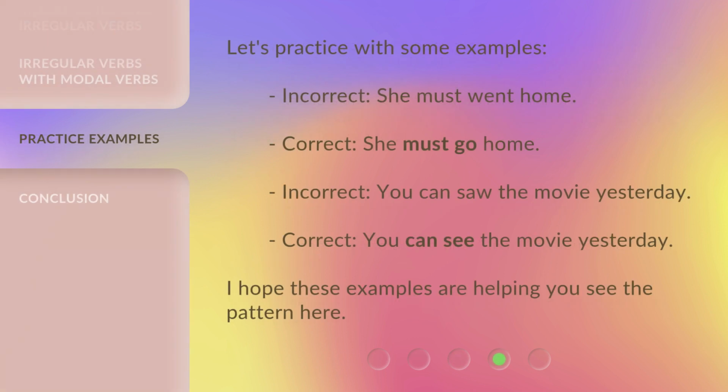Let's practice with some examples. Incorrect, she must went home. Correct, she must go home. Incorrect, you can saw the movie yesterday. Correct, you can see the movie yesterday. I hope these examples are helping you see the pattern here.